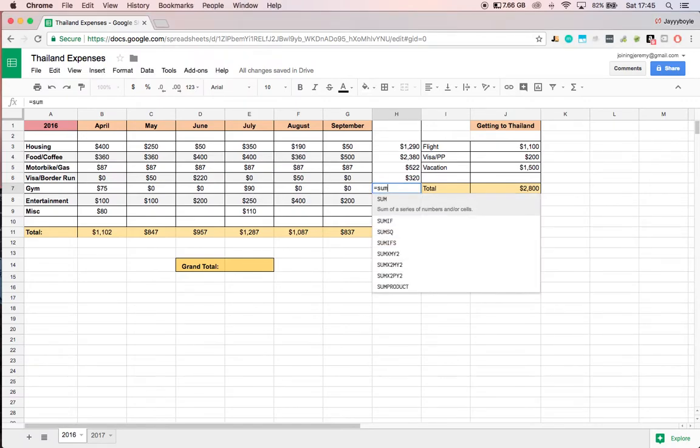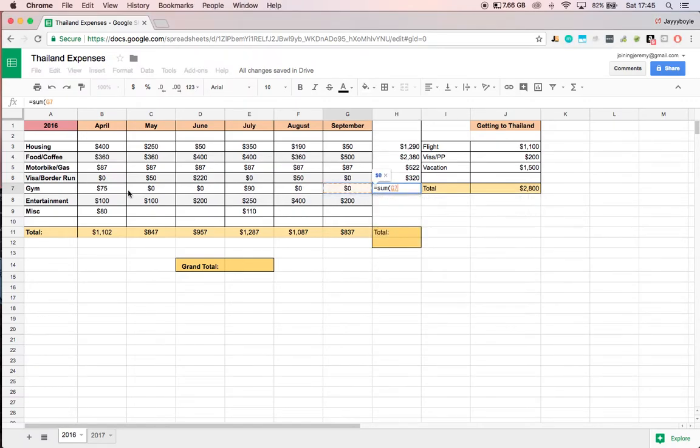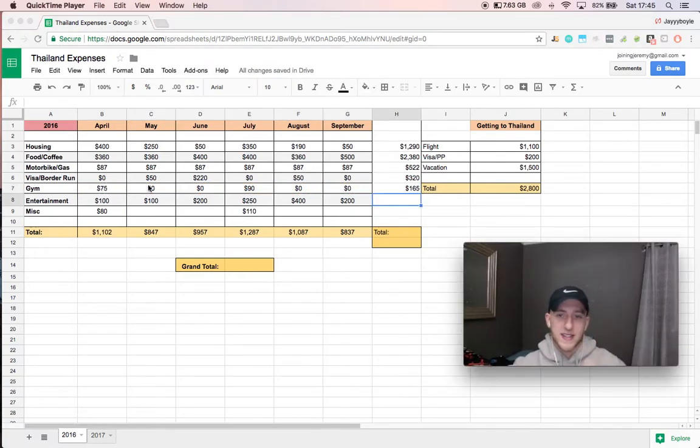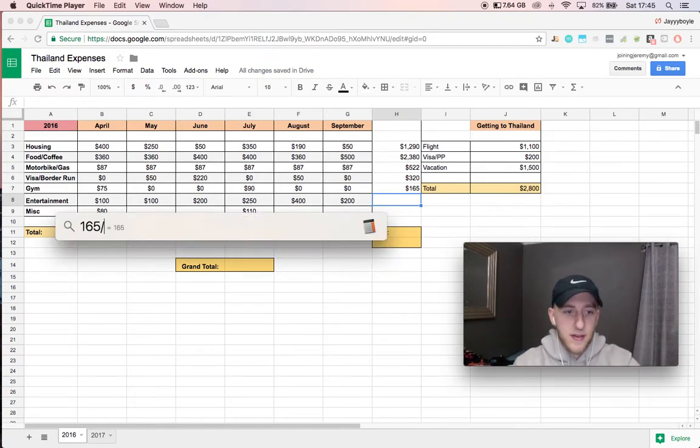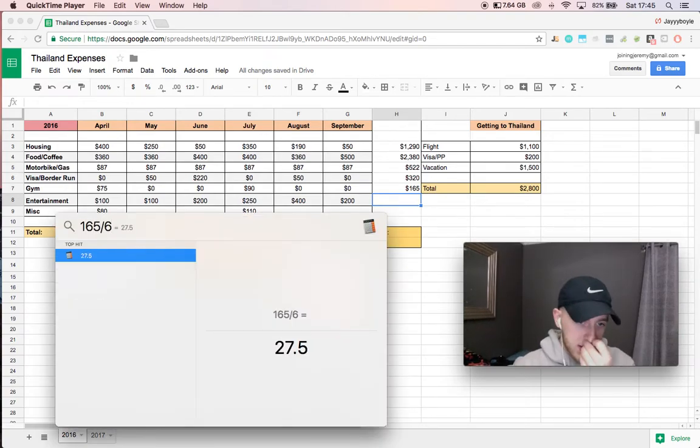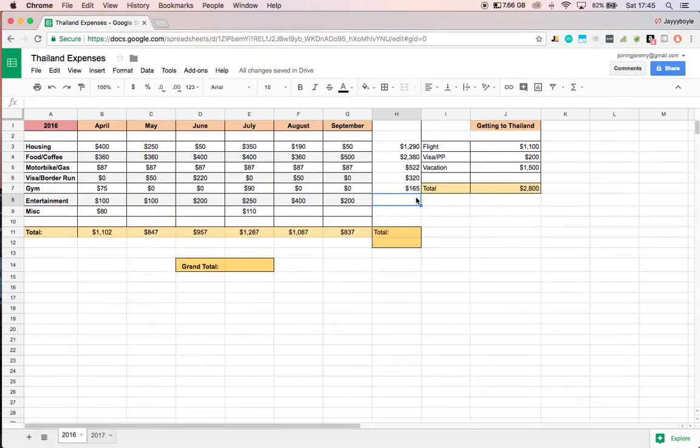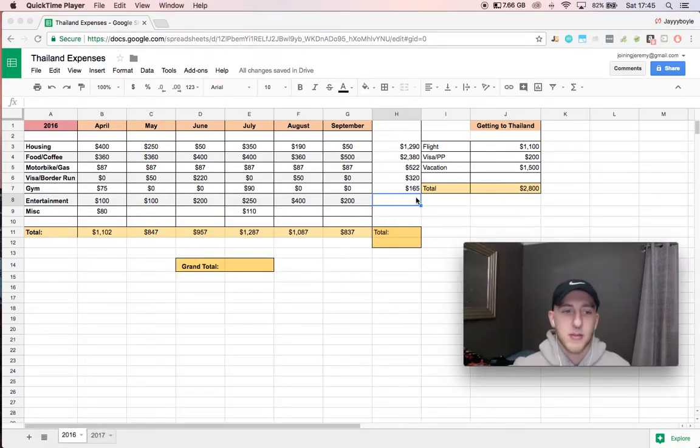So let's go ahead and total up these costs here. So the total for that is $165, super cheap. Let's go ahead and average that out. So $165 divided by the 6 months. So that's only $27 a month. Not bad. It's about the same price as the gym memberships here in the United States.